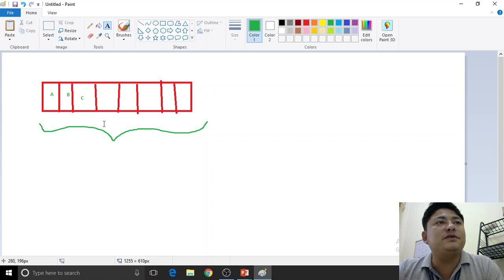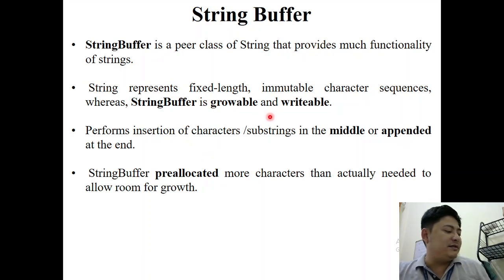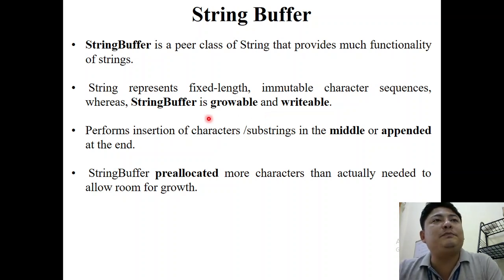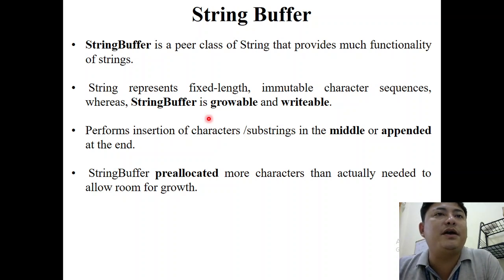It will allocate much more than these 3 or 4 cells, so that later on when it is growable it can grow. If it wants to grow, then it should be possible to grow. That is the main idea behind why a string can grow or be writable whenever you create it with the help of the string buffer. That is the main idea about pre-allocation. It allocates more than the required room for creating the string.